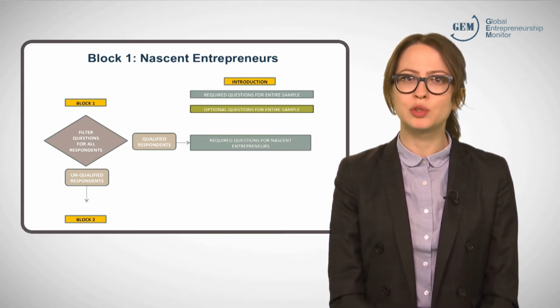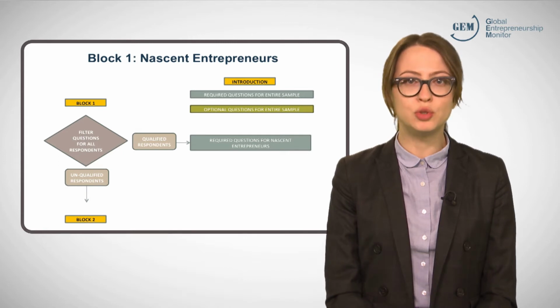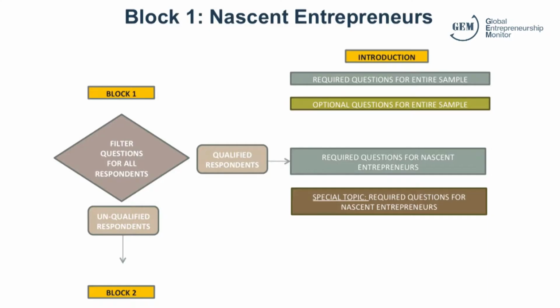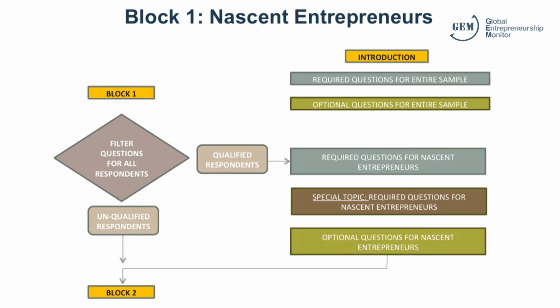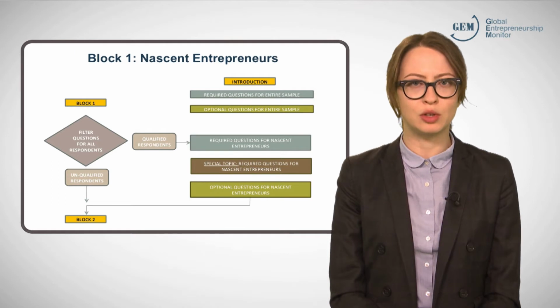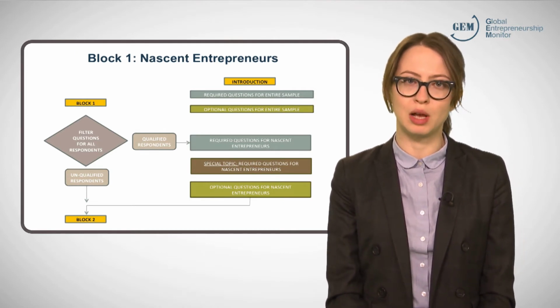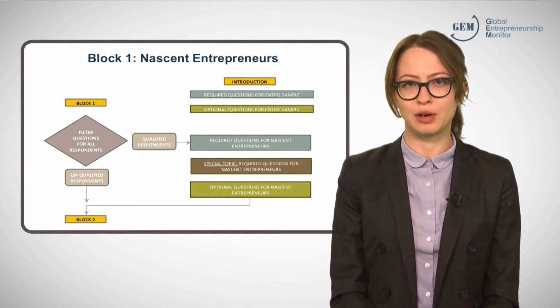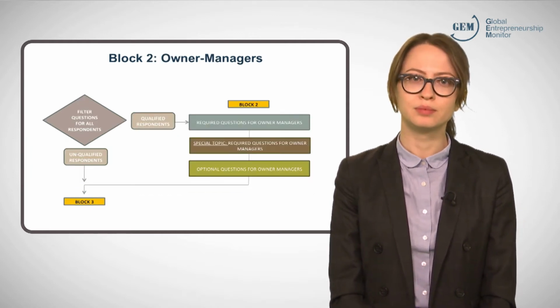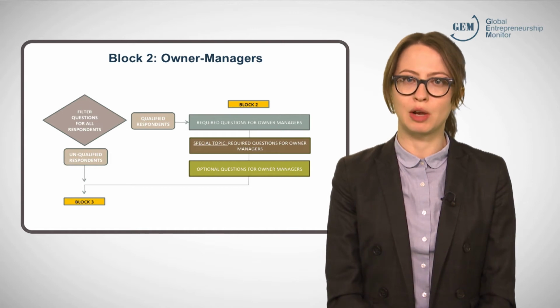Remember, this block includes the core APS questions, which do not change year to year, and may also include some special topic questions, depending on the structure of the particular special topic module. Finally, respondents may also be asked optional questions in this block. Keep in mind that even if a respondent qualifies for Block 1, they may skip one or more questions as they move through the block, based on the embedded skip logic patterns.